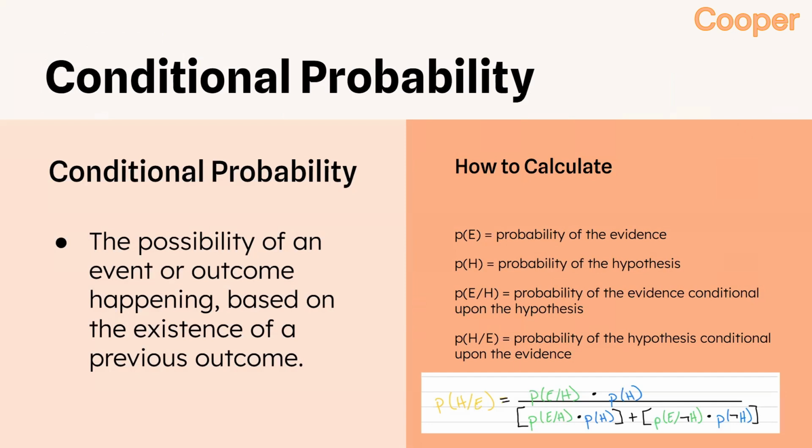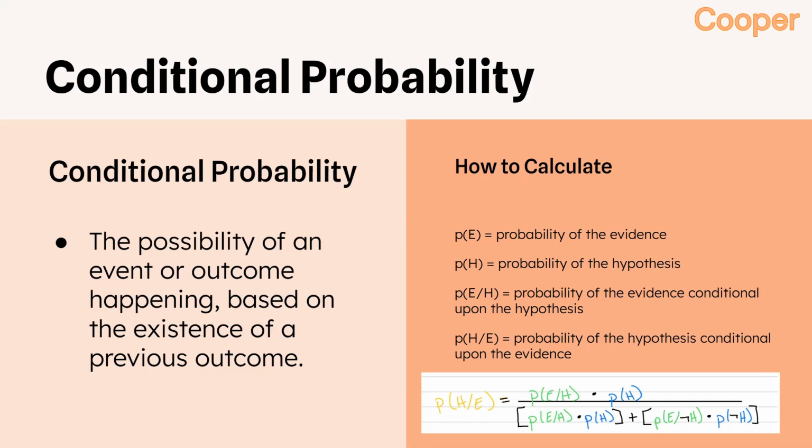Part of Bayes' rule is conditional probability. Conditional probability is the possibility of an event or outcome happening based on the existence of a previous outcome. To calculate this, we first need the variables: probability of the evidence, probability of the hypothesis, probability of the evidence conditional upon the hypothesis, and probability of the hypothesis conditional upon the evidence.